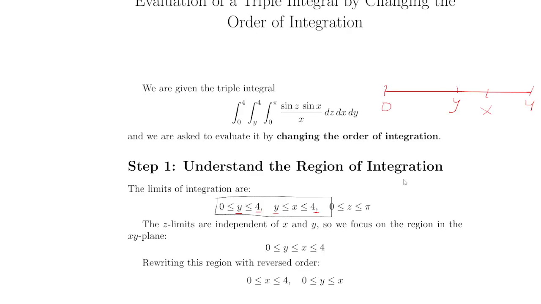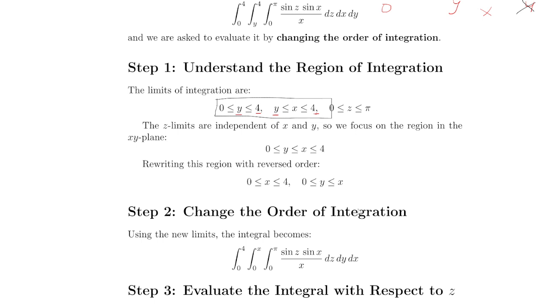And now we can break this up. Instead of saying that y is between 0 and 4, we can instead say x is between 0 and 4. So pretend this is not here. X is between 0 and 4. And then for y, if we get rid of the 4, we say y is between 0 and x. So that's where you have 0 is less than or equal to y, less than or equal to x. So that's the order of integration that we're going to do.